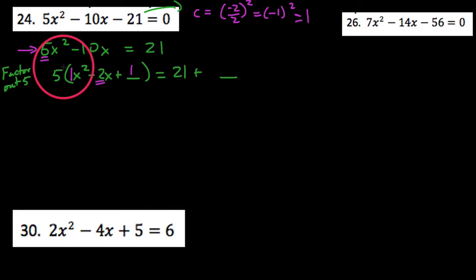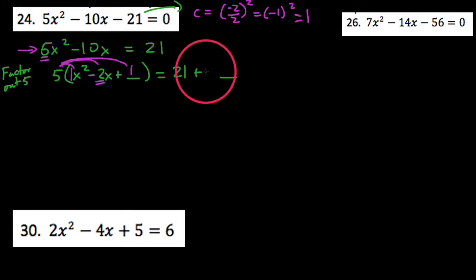So here's the deal. Am I adding 1 to the left side is my question. If I take 5 times x squared, I get 5x squared. And if I take 5 times a negative 2x, I get negative 10x. The thing here is, if I take 5 times 1, really what I've added is not 1, but 5 times 1, which is really 5.